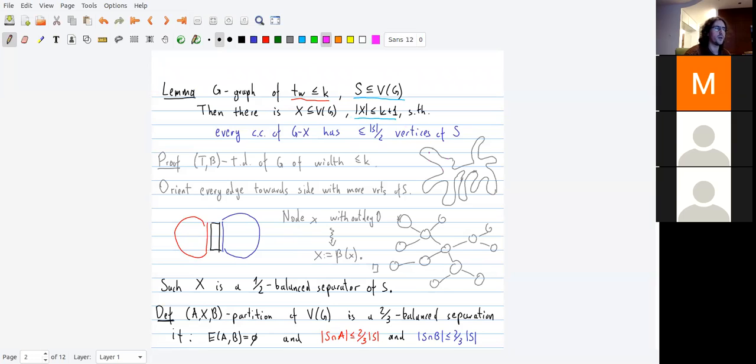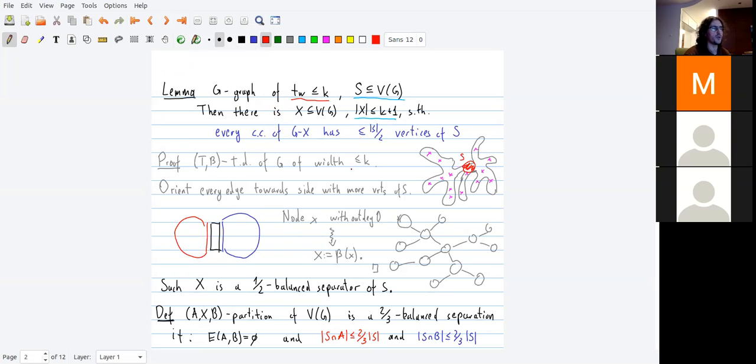So let's look at the picture. Maybe here are vertices of S somewhere in my graph. And then I claim that I can remove a small number of vertices such that in every component after removal, I've got at most half of the vertices of S, right? So this is a generalization of the previous fact in two directions. First of all, graphs of bounded treewidth instead of trees, and second, I've got some subset of vertices that are interesting for me, not all the vertices. Okay, so the proof is essentially the same.